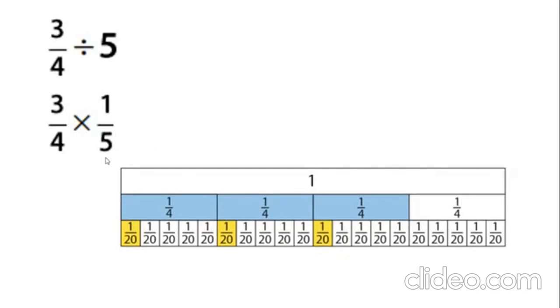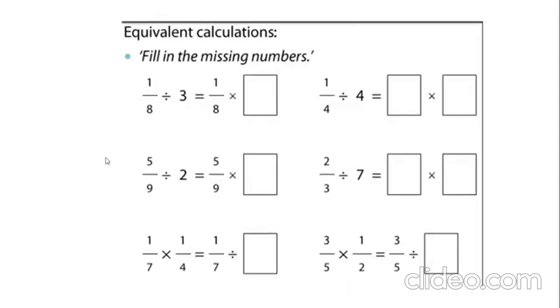See this one? 3/4 divided by 5. That sounds really complicated. But remember, dividing by 5 is the same as multiplying by 1/5. So the answer, 3/20. Pause the video in a moment and have a go at these. Remember what we've just looked at.